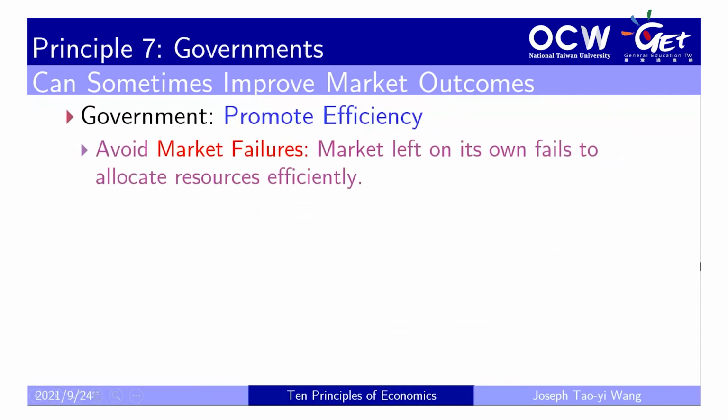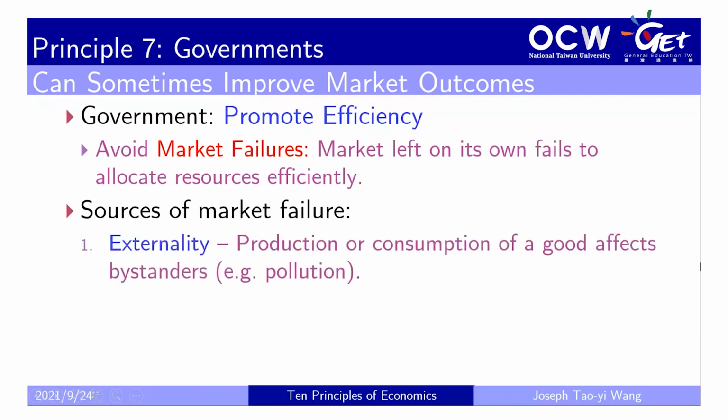This happens especially because there might be market failures. The market left on its own might not be able to allocate resources efficiently. We'll see this when we get to chapters 10 and 11 on externalities, public goods, and common resources. The biggest source of market failure is externality. The leading example is pollution.